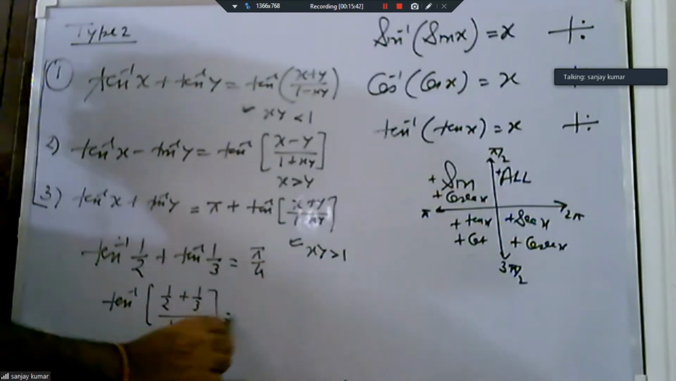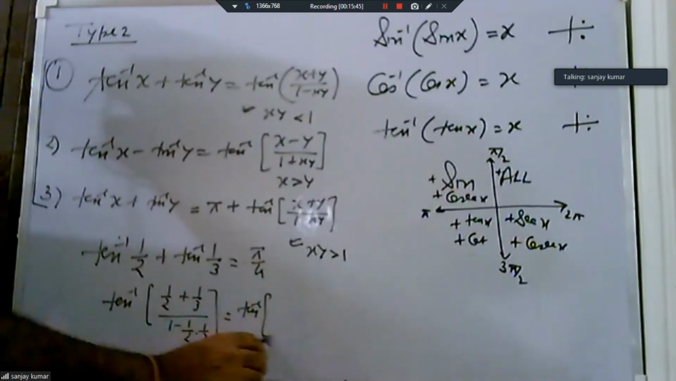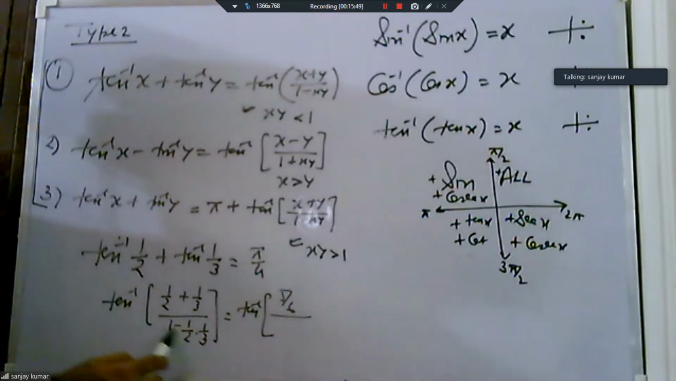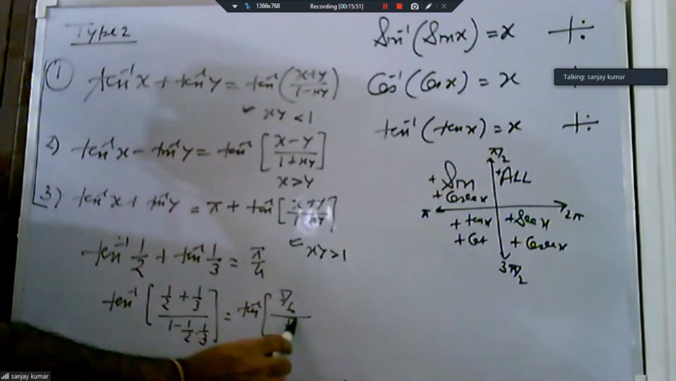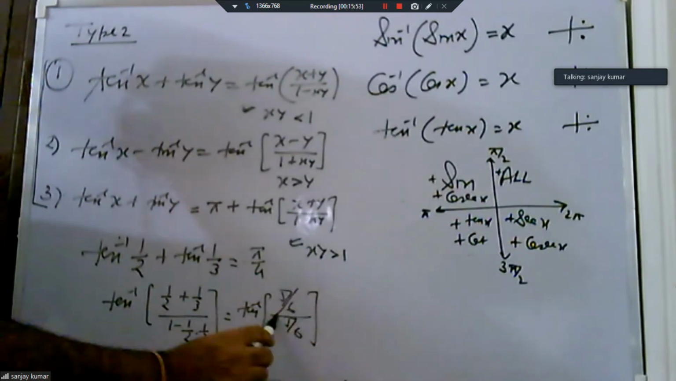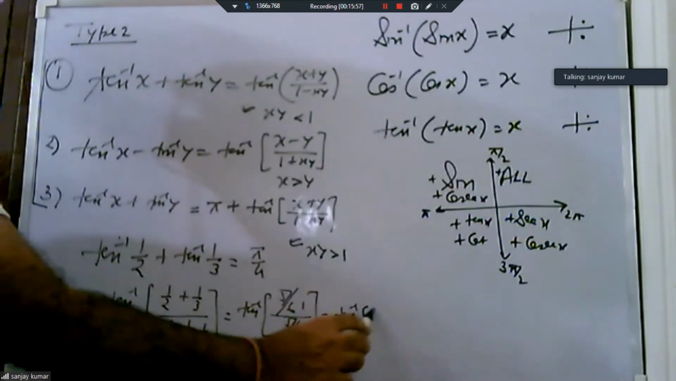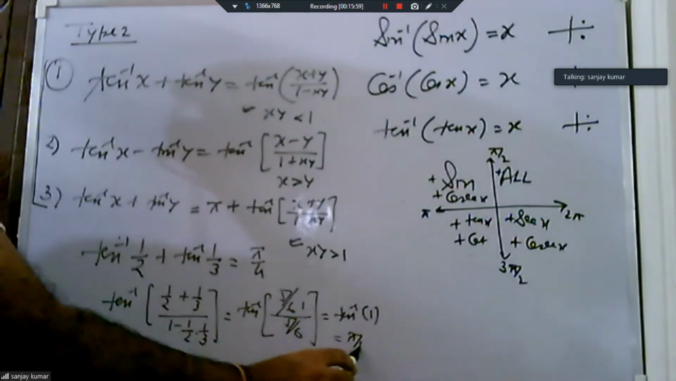Okay, then what answer do we get? Tan inverse of half plus 1 by 3, which is 5 by 6, upon 1 minus 1 by 6, which is 5 by 6. So this 5 by 6 cancels with the 5 by 6 and we get 1. So the answer is tan inverse 1. What is tan inverse 1? That is pi by 4.